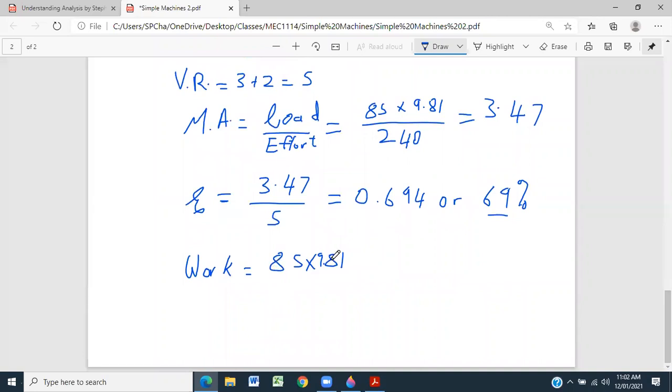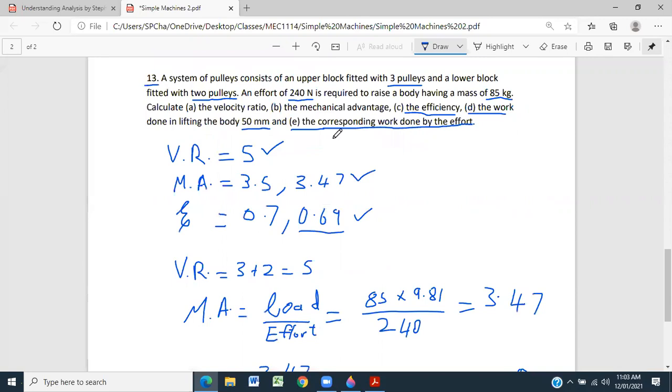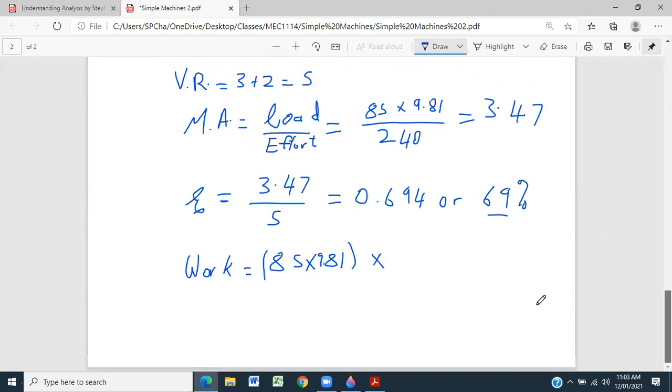So 85 times 9.81 times, so this here is the force, right? Times the distance we travel, which is 50 millimeters. 50 millimeters is 0.05 meters. So multiplying it out, let me multiply it out real quick.